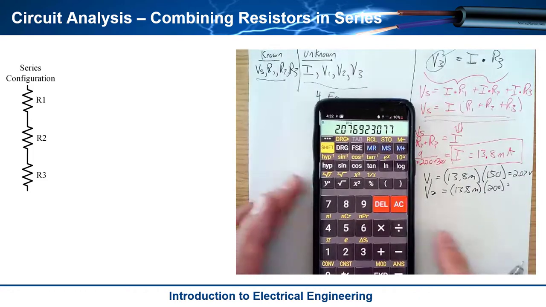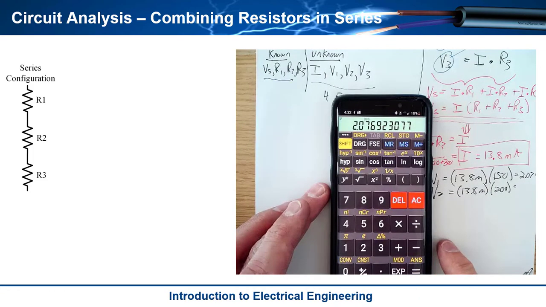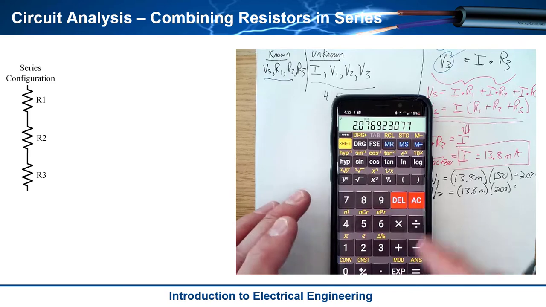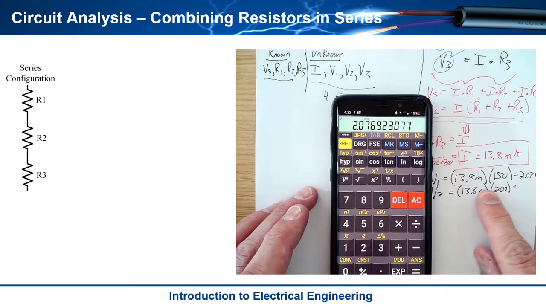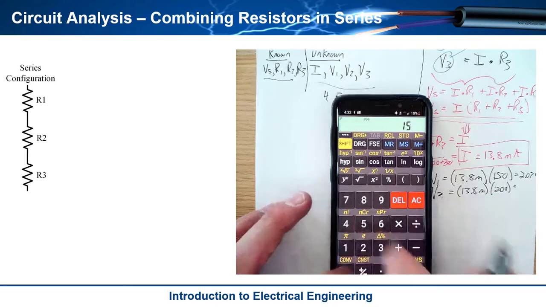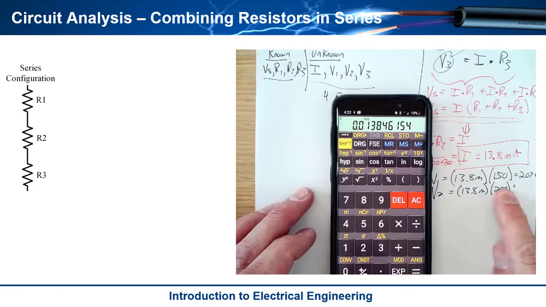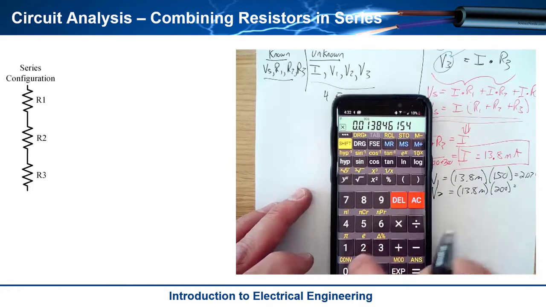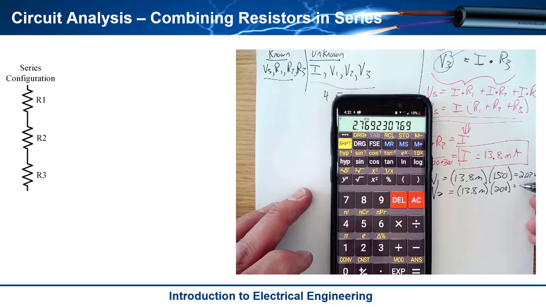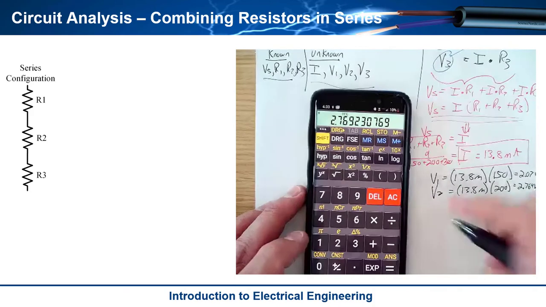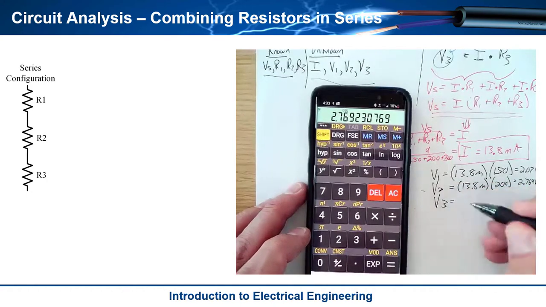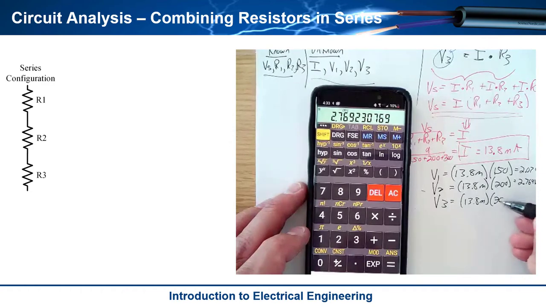And what's that? So I'm going to come up here and do, let's see, I was going to try to undo that, actually what I'll do is divide by 150 to get back to my regular current. So now I'm going to take my current times 200 and I've got 2.769 volts. And then finally, V3 is equal to 13.8 milliamps times 300.